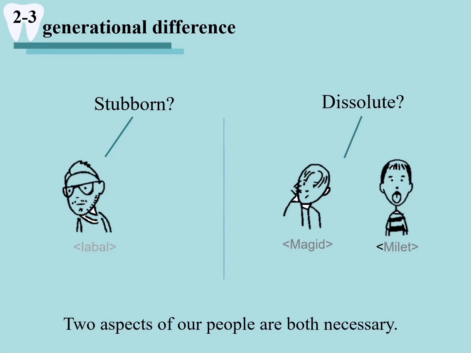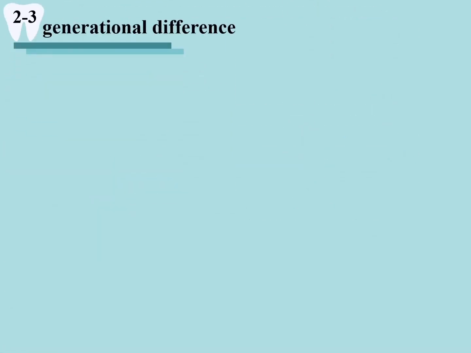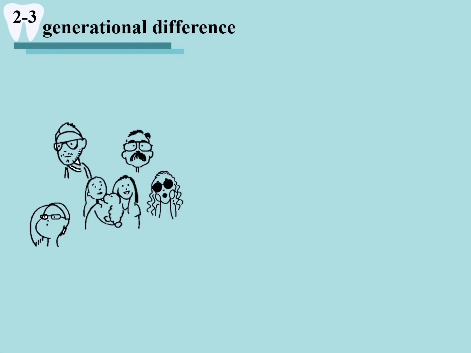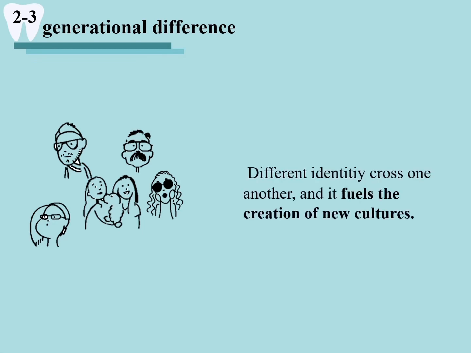The world is where all the different identities cross one another, and it fuels the creation of new cultures. Thus, both parents and the new generation, despite sometimes being too stubborn or too dissolute, are needed, because we need both groups of people who keep the tradition and create something new. They are all important participants in our society to make creative advances and harmonious coexistence.